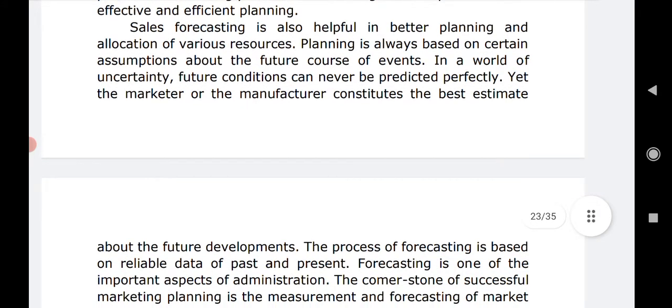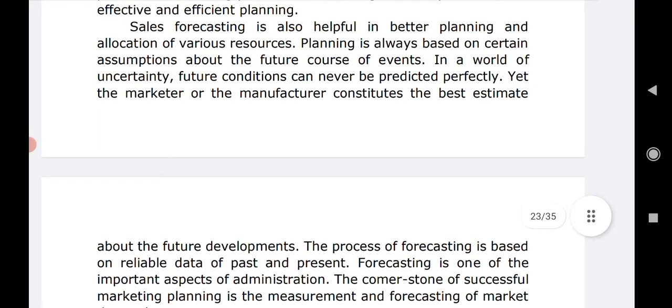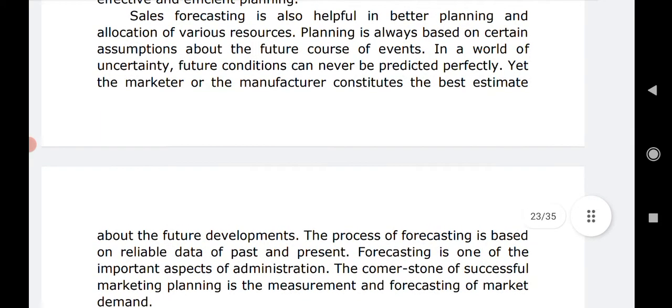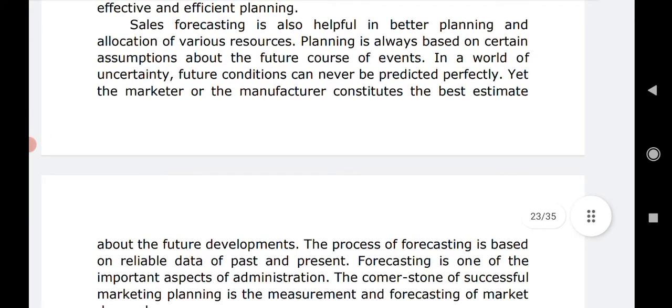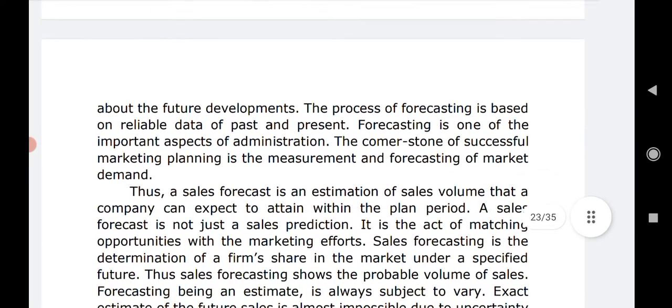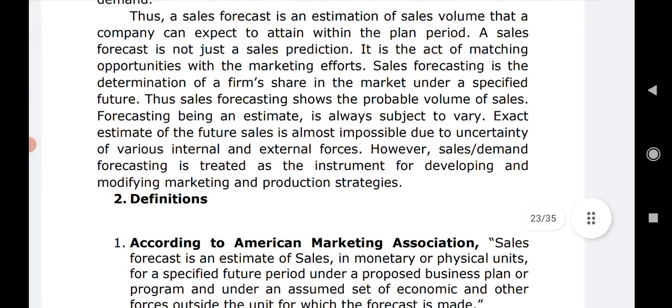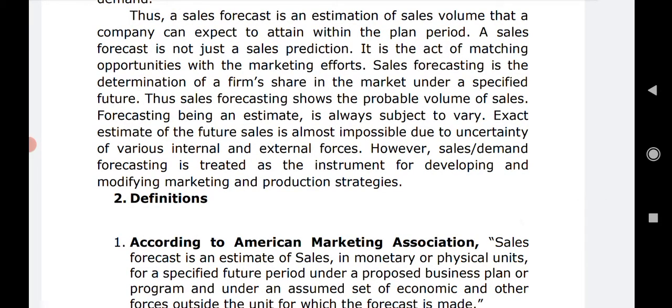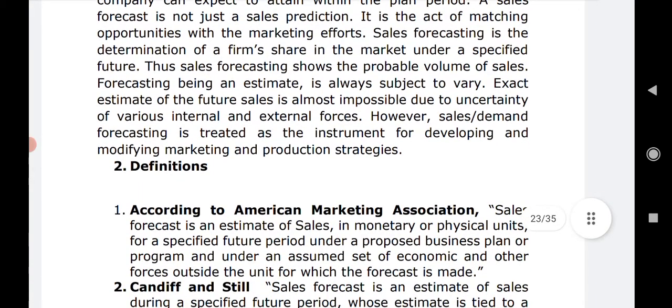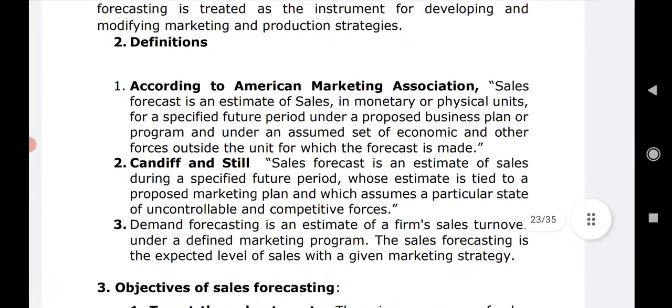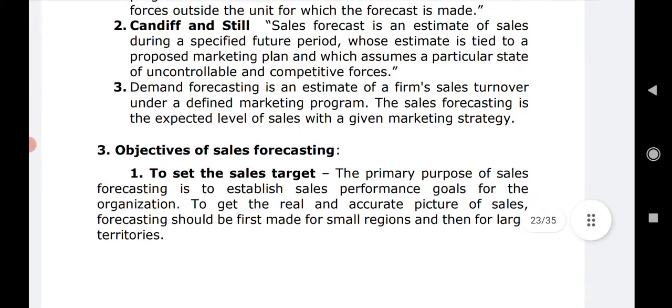Sales forecasting is also helpful in better planning and allocation, meaning distribution, of various resources. Planning is always based on certain assumptions, as we have seen, about the future course of action. If some assumption is made, then we can do better in the real course of time. A sales forecast is an estimation of the sales volume that a company can expect to attain within the plan period. A sales forecast is not just a sales prediction, but the act of matching opportunities with marketing efforts, and that is why it should be treated as a very important area of work before laying out the plant. So let us see a few of the basic definitions of the sales forecast.